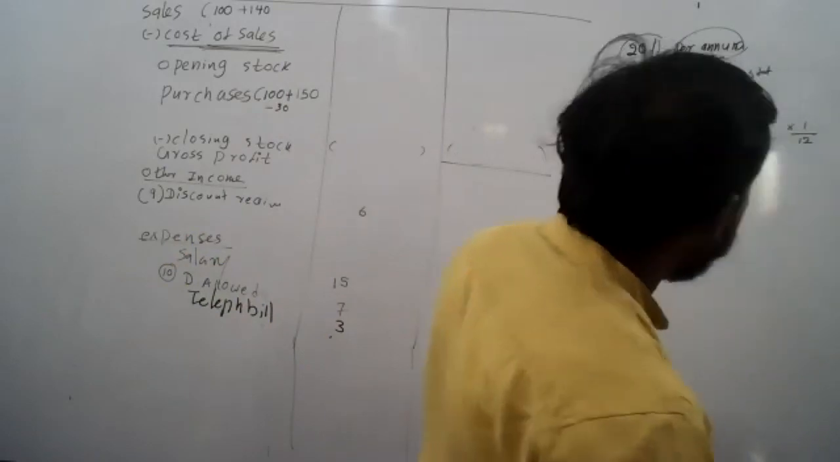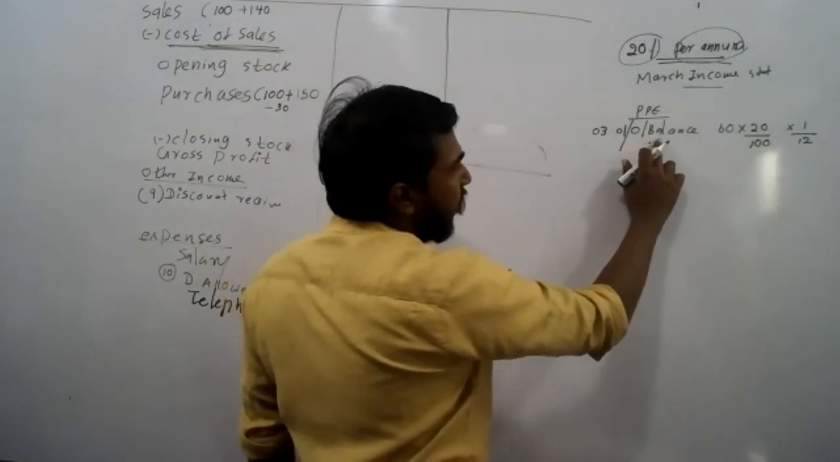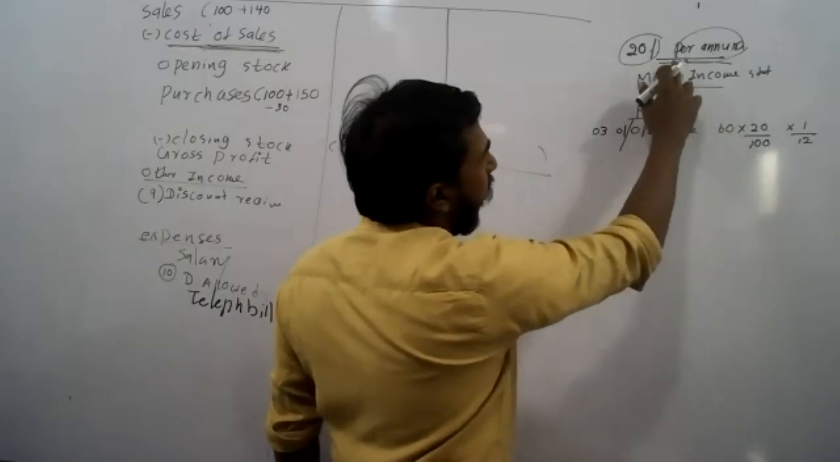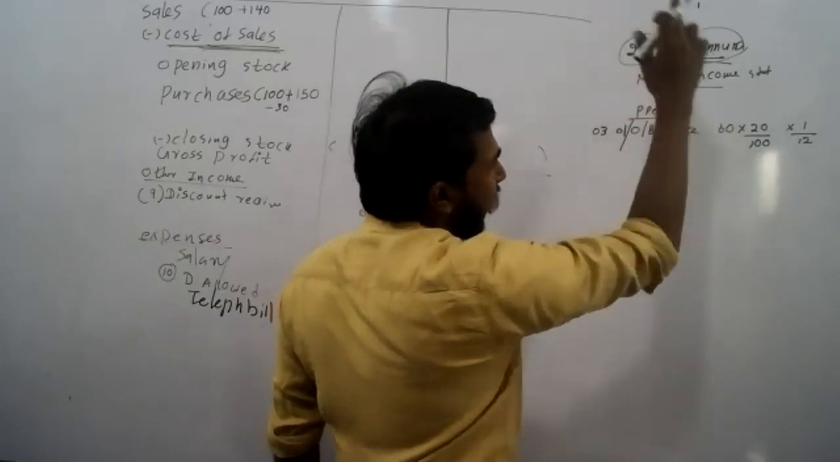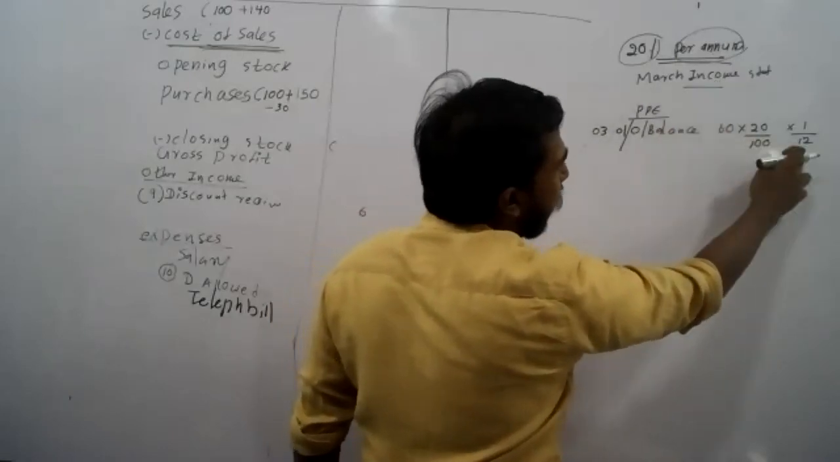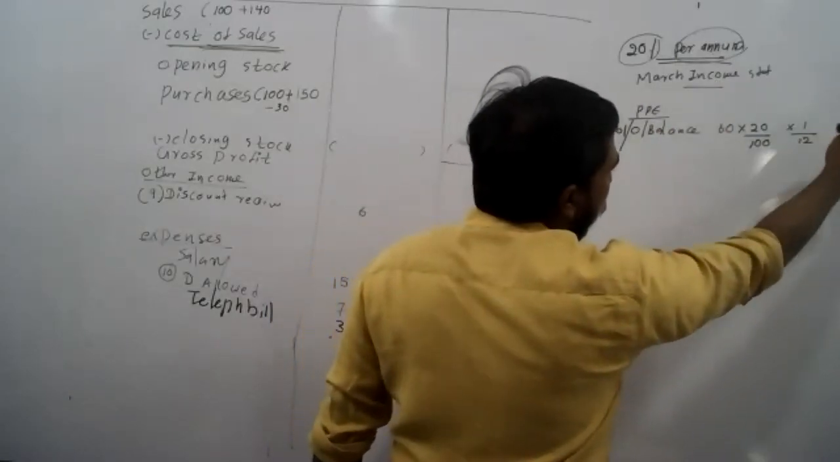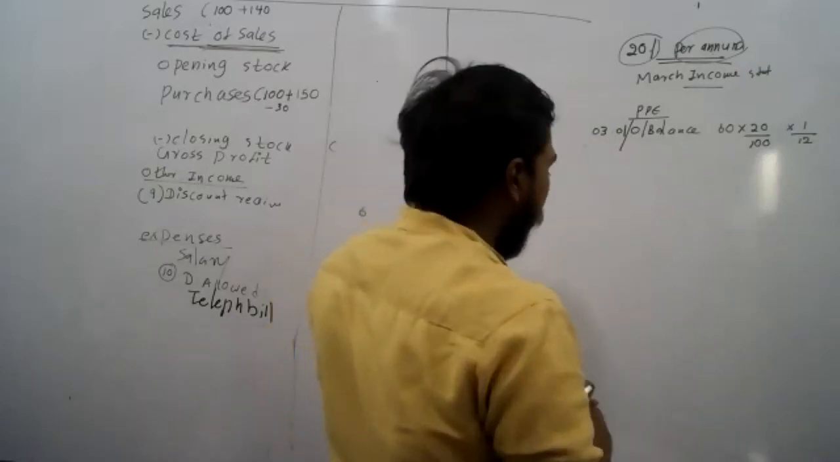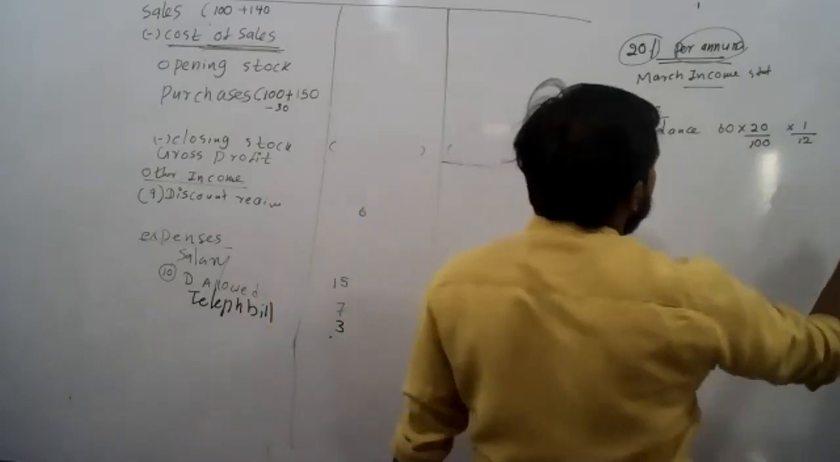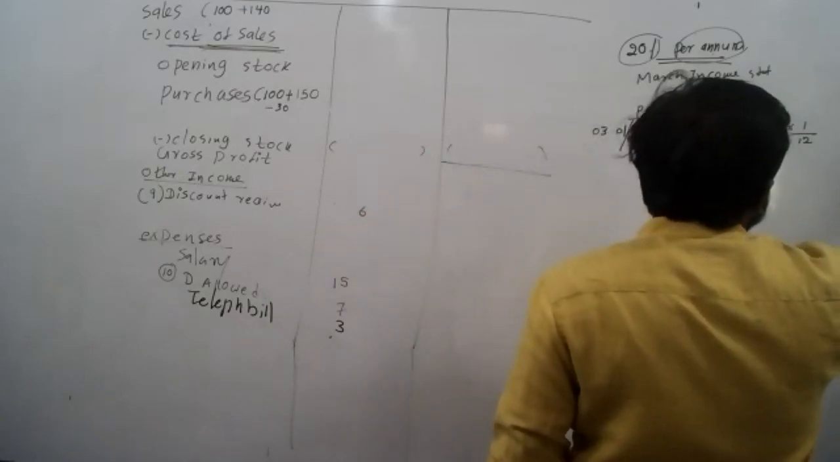Right? 60 is the opening balance. You multiply by 20%. 20% is the annual depreciation, but we have to convert it for March, the monthly depreciation. So 1/12. See how much is the answer? 1 is the answer. Right?